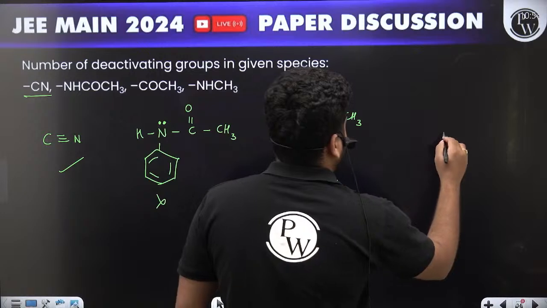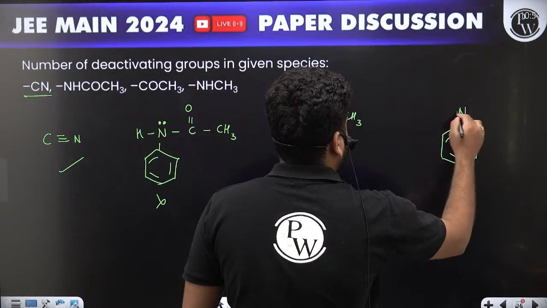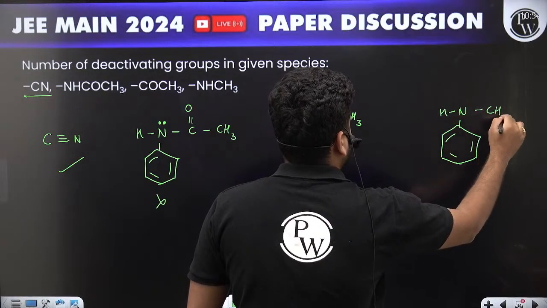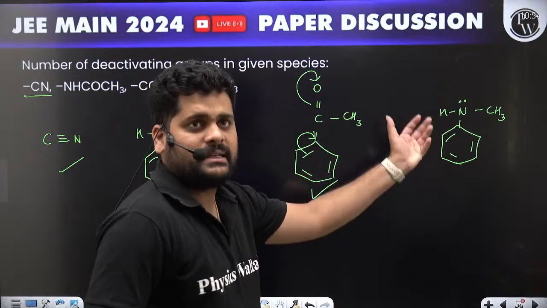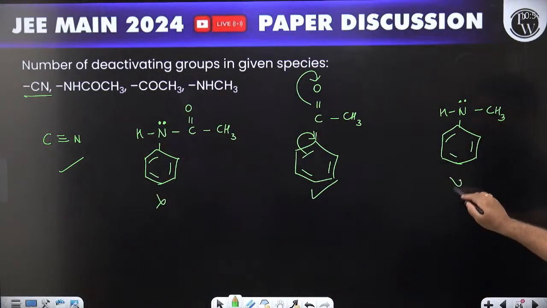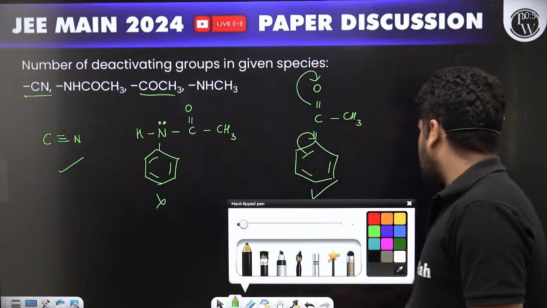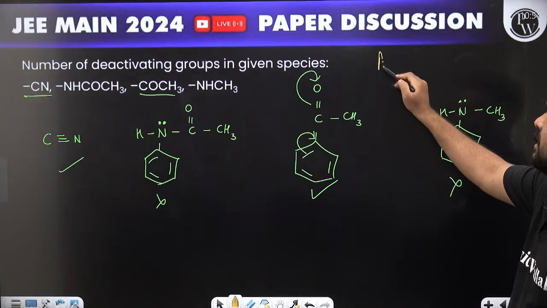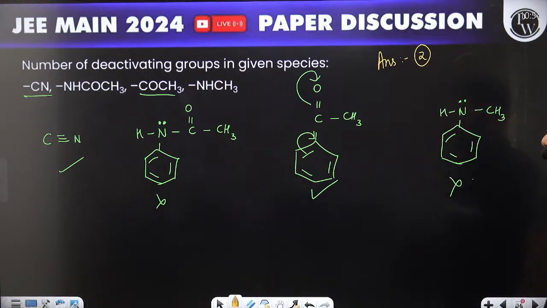Next we have NHCH3 benzene ring. Let us suppose there is a benzene ring and then we have NHCH3. There is an electron density on nitrogen atom which will increase the electron density further on the benzene ring. So this is not going to be a deactivating group, right? So we have CN and COCH3 in our list. The correct answer for this question is going to be 2, right? So we have 2 deactivating groups.